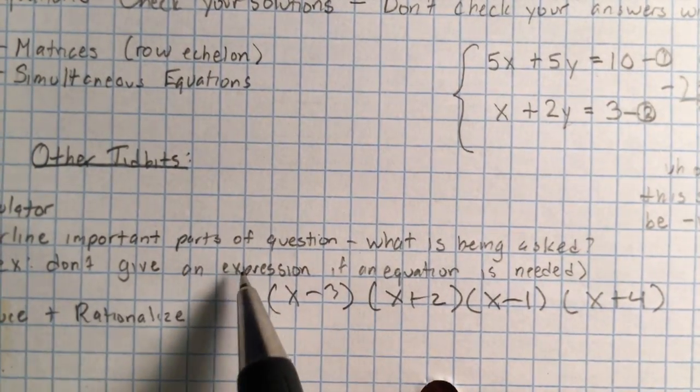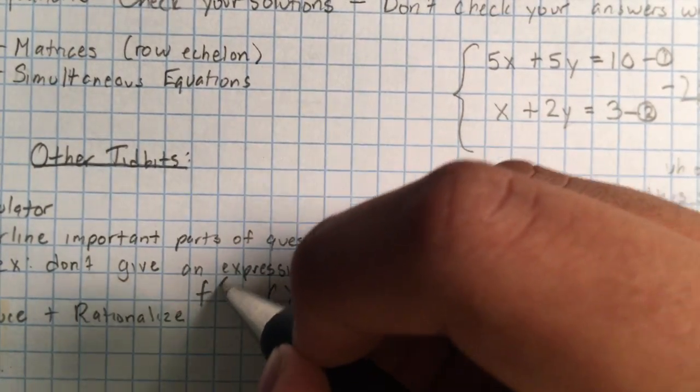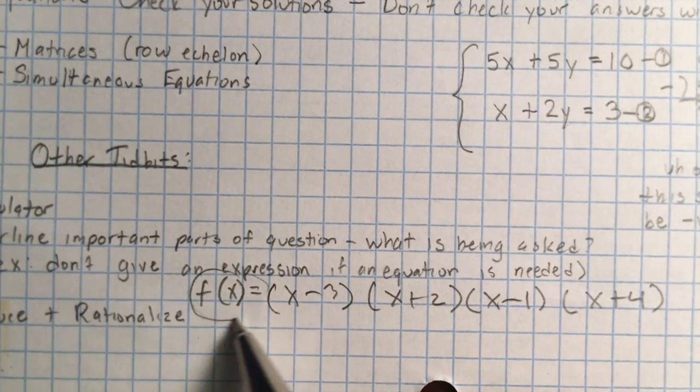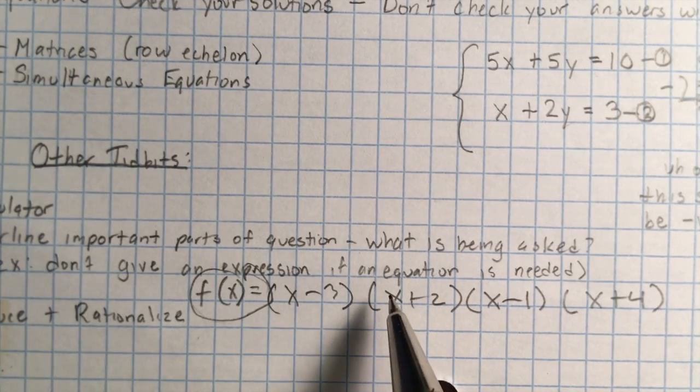They're asking for an equation. So remember, you have to put an equation. For example, if the polynomial is f of x, remember to write the f of x, so that this becomes an equation.